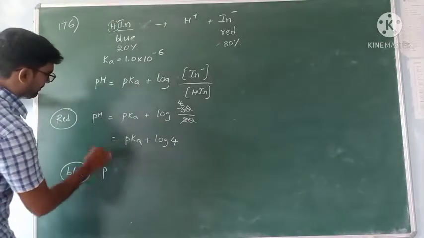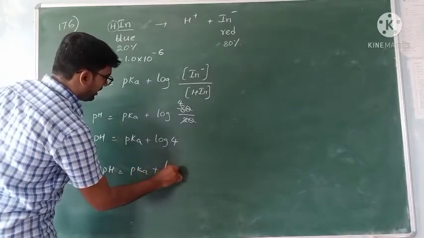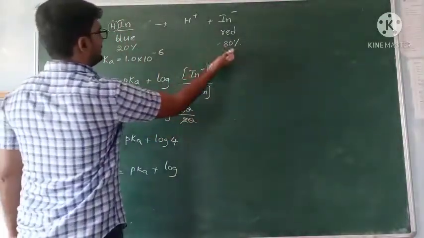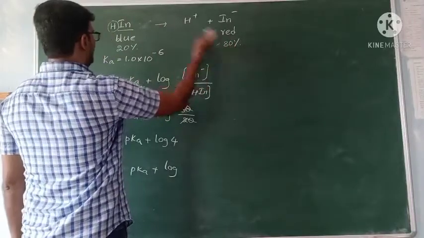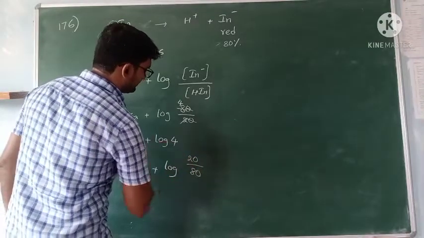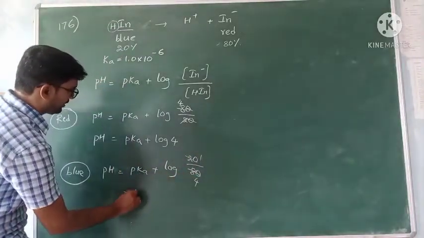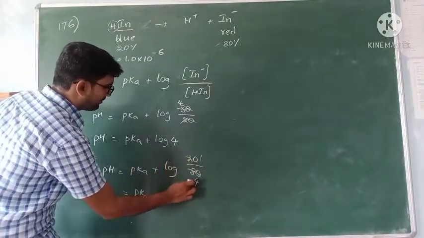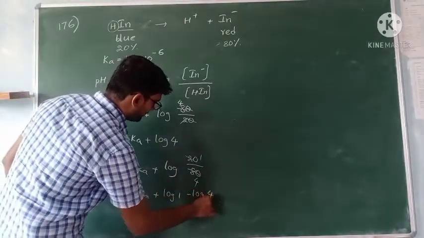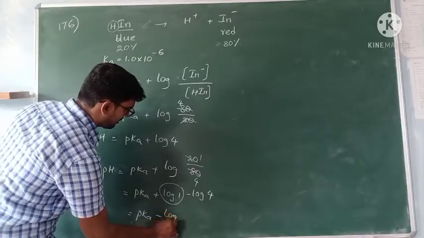For blue color, pH is equal to pKa plus log. If blue color is formed in this reaction, blue color means this is the reverse one. Means 80% is left, 20% is formed. So it is salt here, so 20 by 80, reverse one. So pKa plus log 1 by 4. Log 1 by 4 means log 1 minus log 4. Log 1 value is 0. So pKa minus log 4.